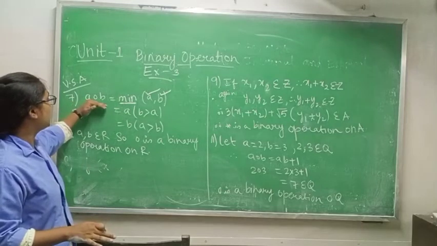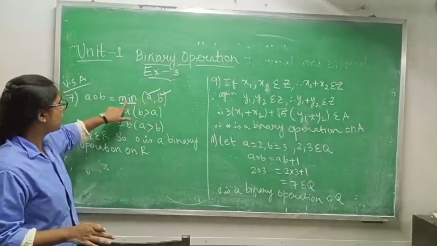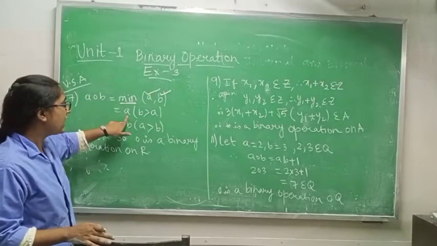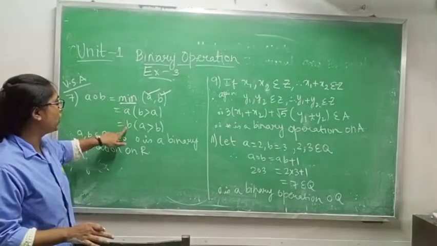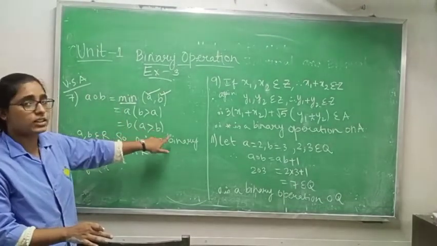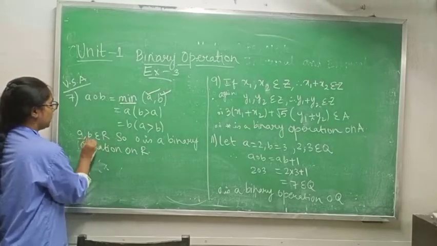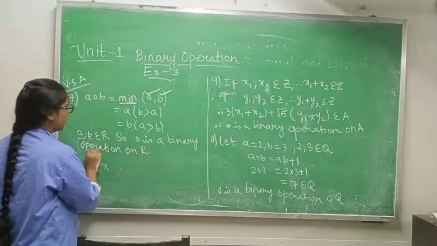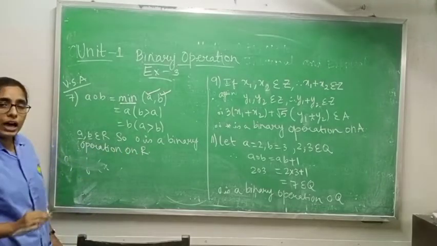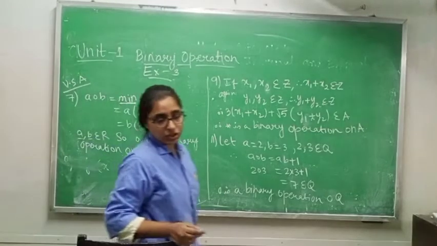You will write a circle b equals min(a, b). Now in place of min you will write a, at that time b is greater than a. And in place of min, if you are writing b, at that time a is greater than b. So you will write therefore a circle b belongs to R. Both belong to real numbers only. So circle is a binary operation on R. It's a very simple and easy thing. Now come to question number 9.